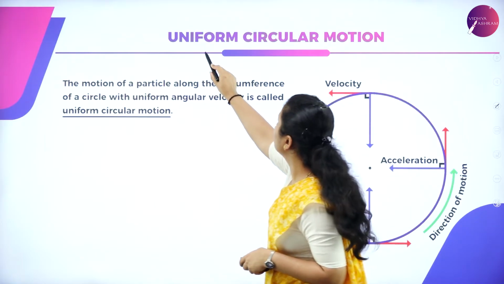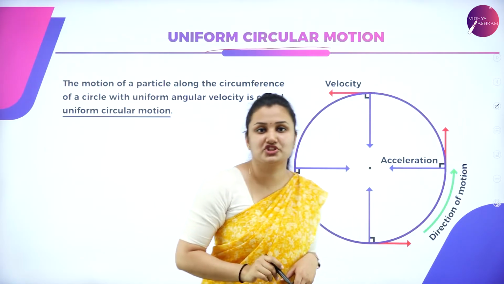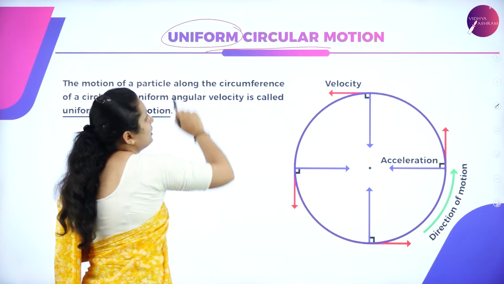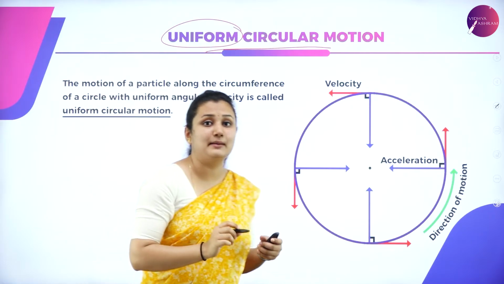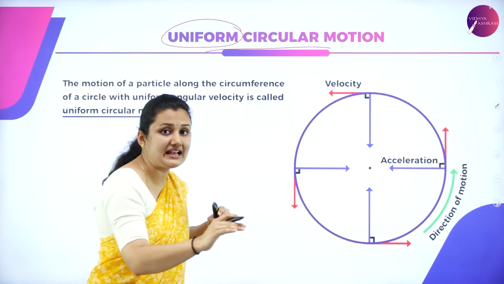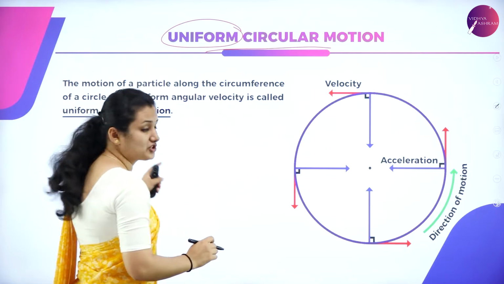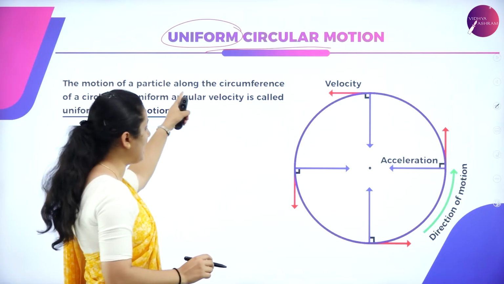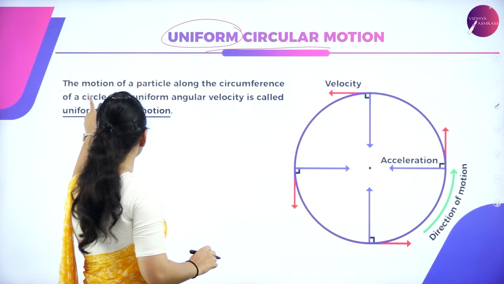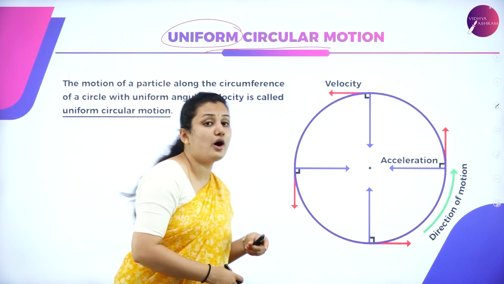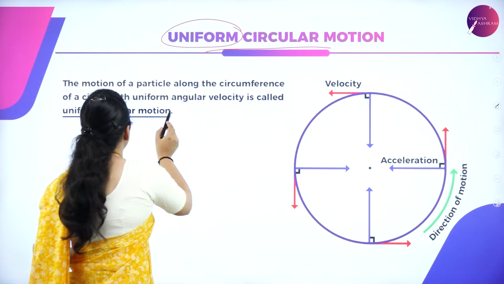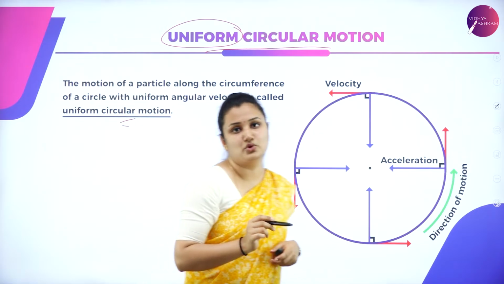Next, you have uniform circular motion. So it's an example for 2D, where we need x and y axis to describe the motion of the object. The motion of a particle along the circumference of a circle with uniform angular velocity is called uniform circular motion.